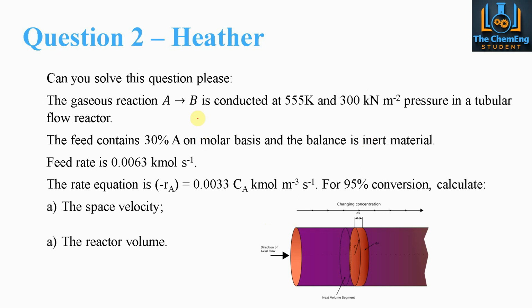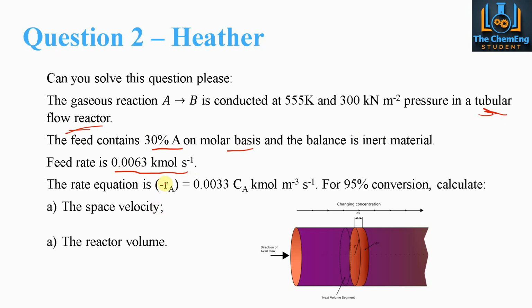We have a gaseous reaction, A goes to B, and it's conducted at a temperature of 555 degrees Kelvin at a pressure of 300 kilonewtons per meter squared, and we have a tubular flow reactor. So again, that's key here, we have a tubular flow reactor. The feed contains 30% A on a molar basis, and the balance is inert material. We have a feed rate of 0.0063 kilomoles per second, so that's important.